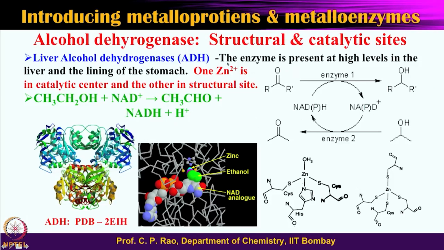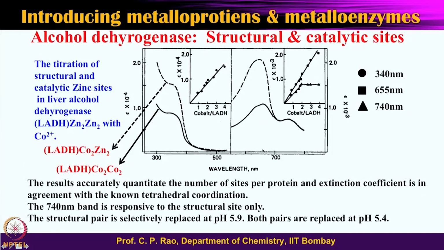Zinc does not undergo redox, but it is the NAD going to NAD plus versus NADH, and that is what happens. So, therefore, the reduced form of the enzyme can reduce the aldehyde to alcohol. The oxidized form of the enzyme can oxidize alcohol to ketone or aldehyde. So, understand this.